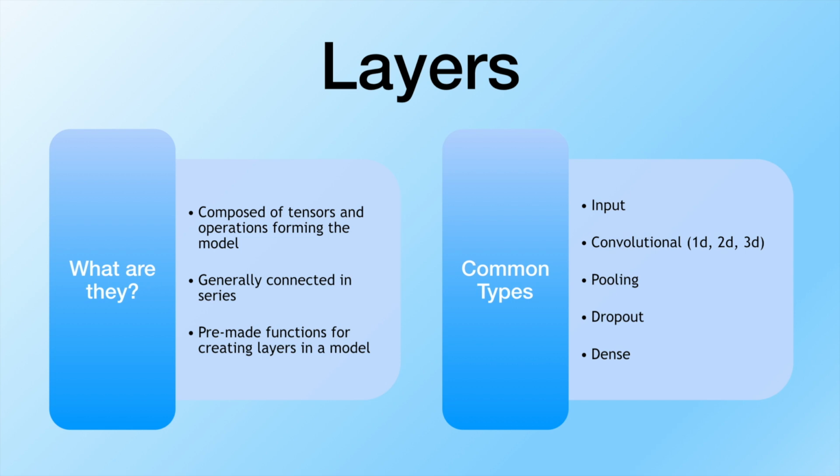Dropout layers are used for regularization, which helps to prevent overfitting in a model. What those do is they randomly disconnect certain outputs from the previous layer for each iteration as you train the model. And then dense layers, those are just the most basic kind of layers, and often you'll find them at the output of a model.